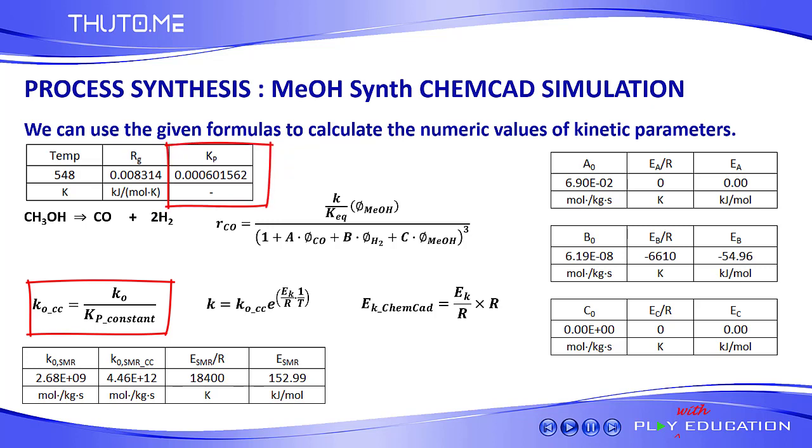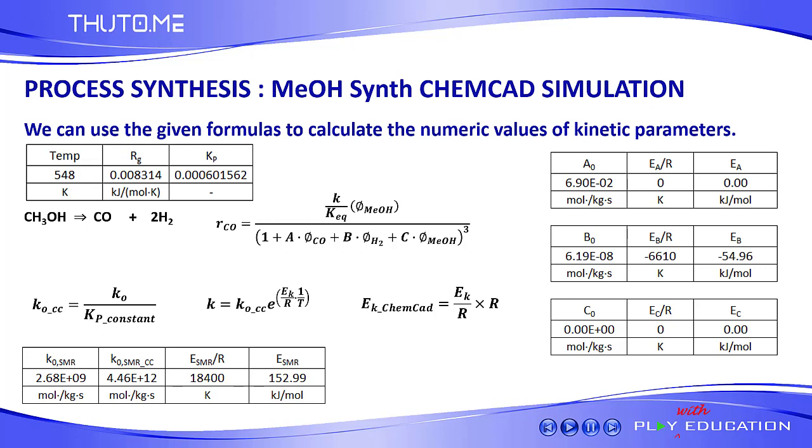So this will be the value of the Kp constant that we'll be using. The frequency factor that we are going to use for the reverse reaction will be the rate constant divided by the equilibrium constant calculated at the given isothermal temperature of 548. Your equilibrium constant will be different from mine because you will be using a different temperature.